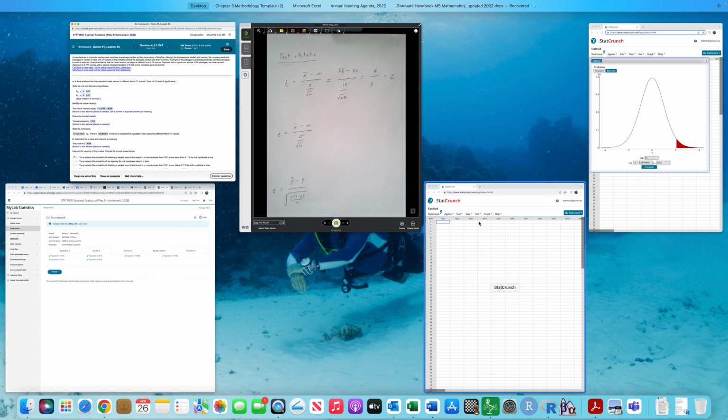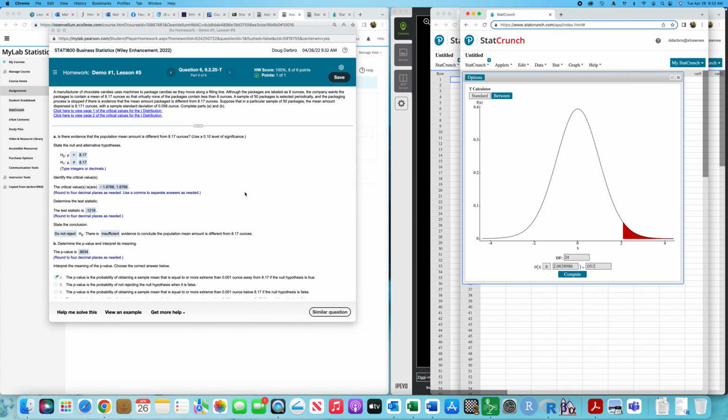The critical values are, so what do we have here? We have a sample of 50. And in the left tail, we are working with a significance level of 0.10. So the left critical value is negative 1.6766. Again, right here where I'm circling is the significance level I used. And then you just always know you put the positive there.